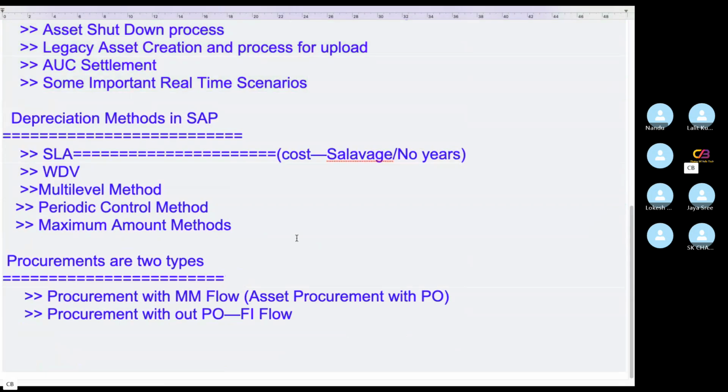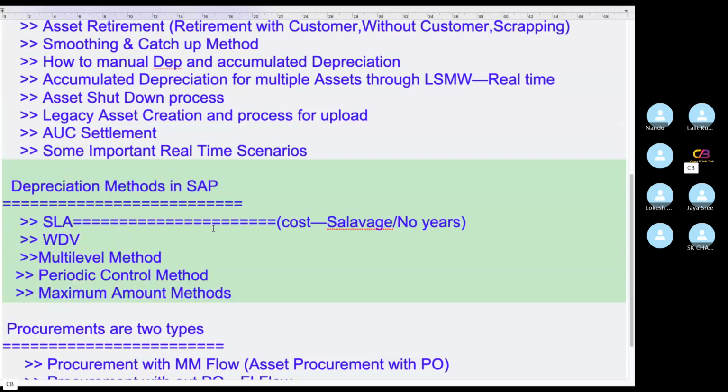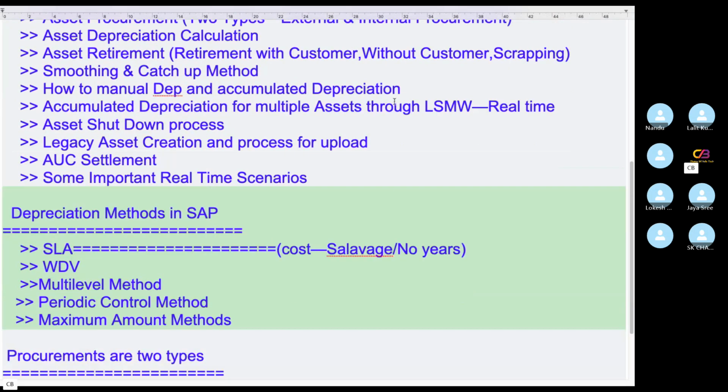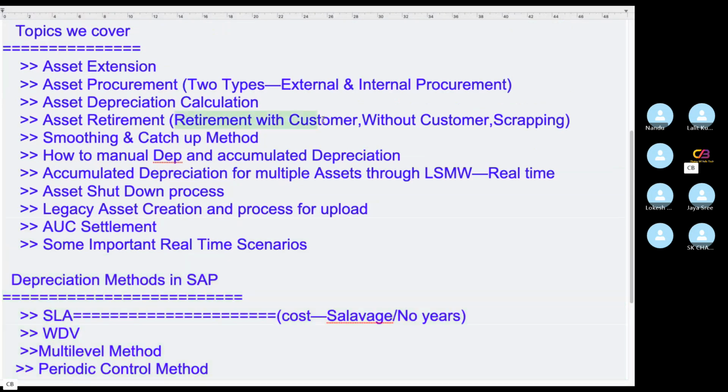Depreciation calculation is very important in SAP. Once the depreciation part is completed, we will go to retirements. There are three types of retirements: retirement with customer, without customer, and scrapping. Once retirement happens, there should be a gain or loss. In that case, what kind of journal entries will hit? We will discuss that. And this is very important, the smoothing and catch-up method. I will discuss this concept in detail.